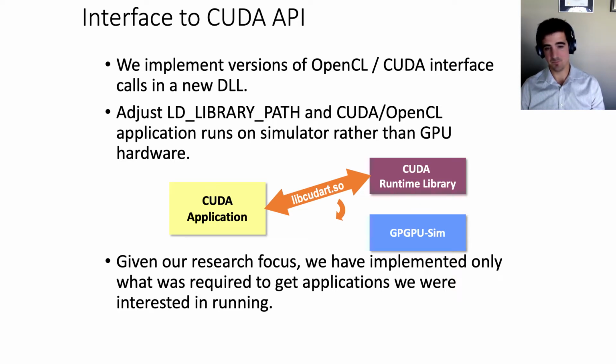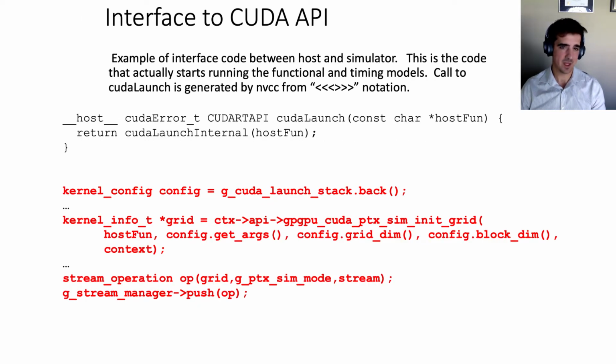So it's not an industrial piece of software, right? It's not meant to replace a GPU. It's a research simulator, so not everything is implemented inside the CUDA runtime library. And this changes all the time as they update CUDA. And so as a community, the GPGPU-Sim community will implement the new runtime library API calls as needed for the applications that are important. So what is the actual interface to the CUDA API?